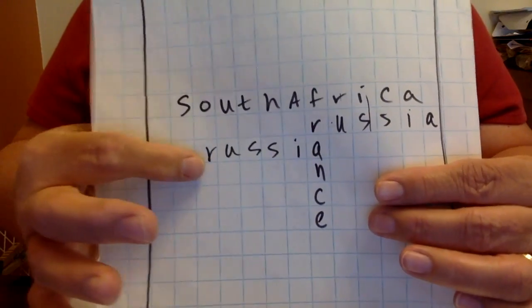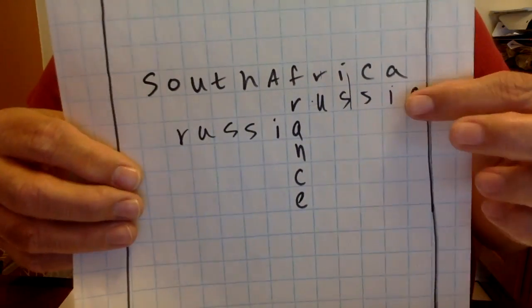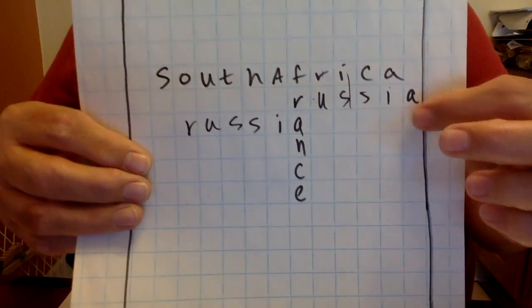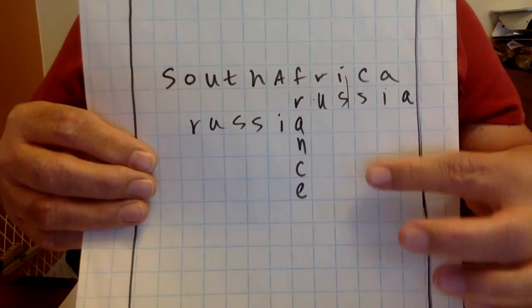But you could put Russia over here. And then you could put France down the middle. So if your letters are over here and they're lining up, then they're wrong. This would not count as Russia for a word at all. You would have to move it down.